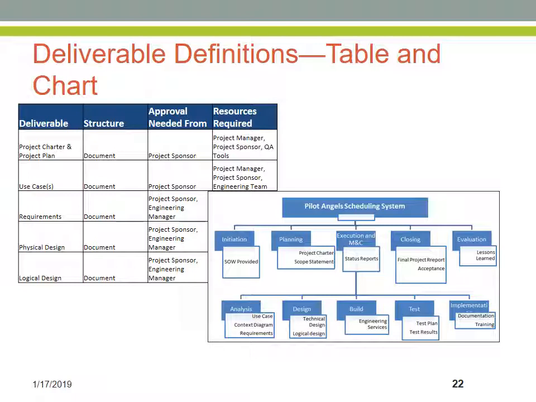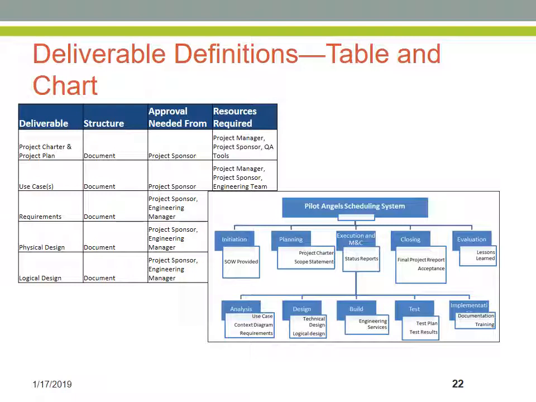Here we're seeing two ways of documenting project scope. On the left side, you're seeing a deliverable definitions table. The deliverable definitions table contains the project deliverable, here for example, project charter and project plan, and so on. The structure of that specific deliverable, in our case it's all documents.